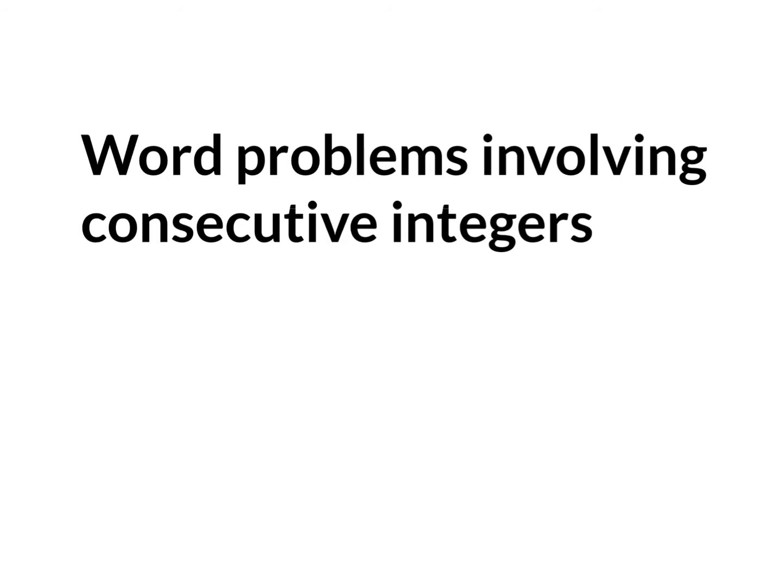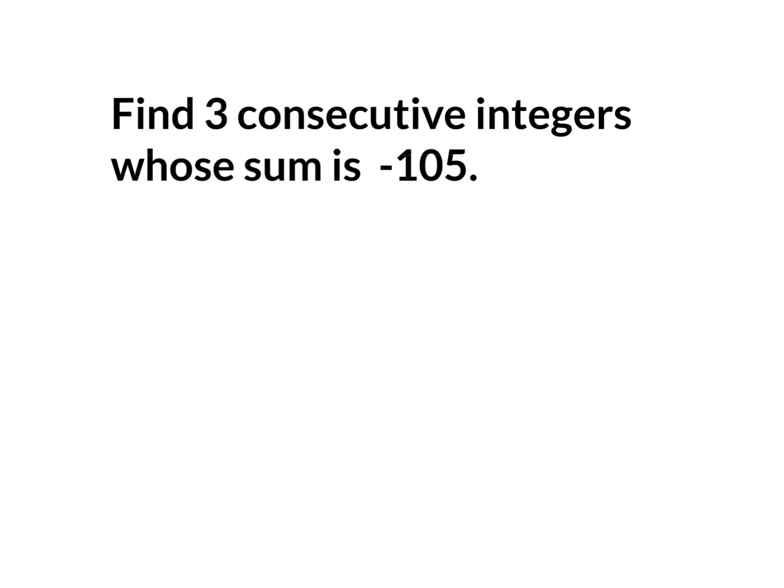So we have this first word problem. It says find 3 consecutive integers whose sum is 105. So what are 3 consecutive integers? Consecutive integers are simply numbers that are in a row, like 3, 4, 5, or like 12, 13, 14. We want 3 consecutive integers whose sum, now what does sum mean? That you're adding, and the answer is negative 105.